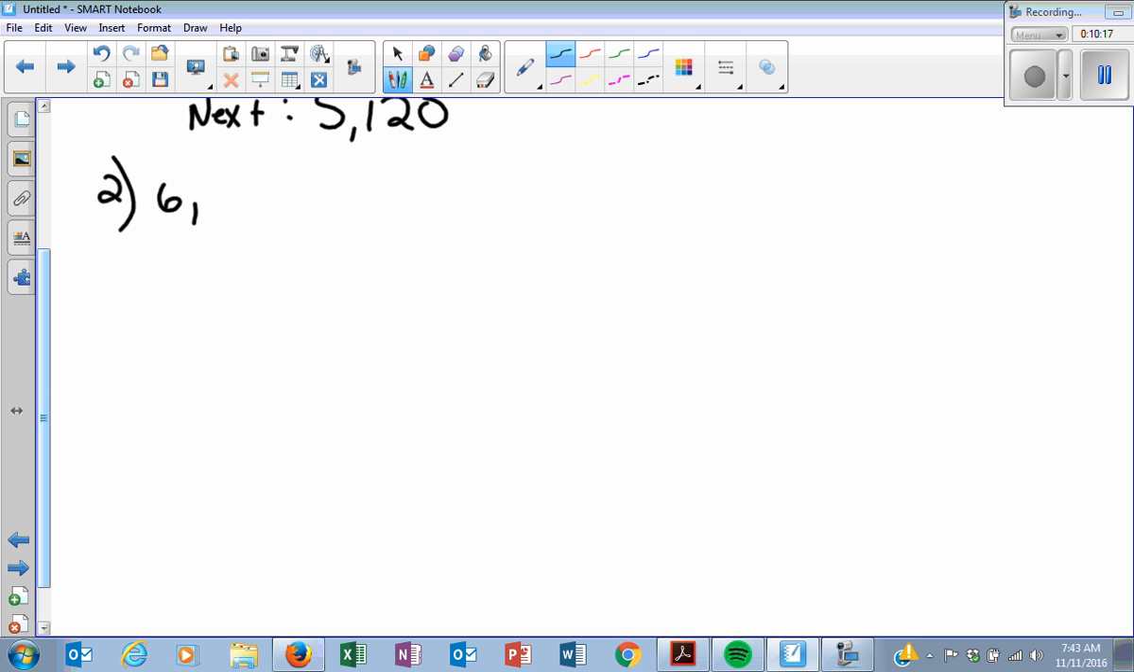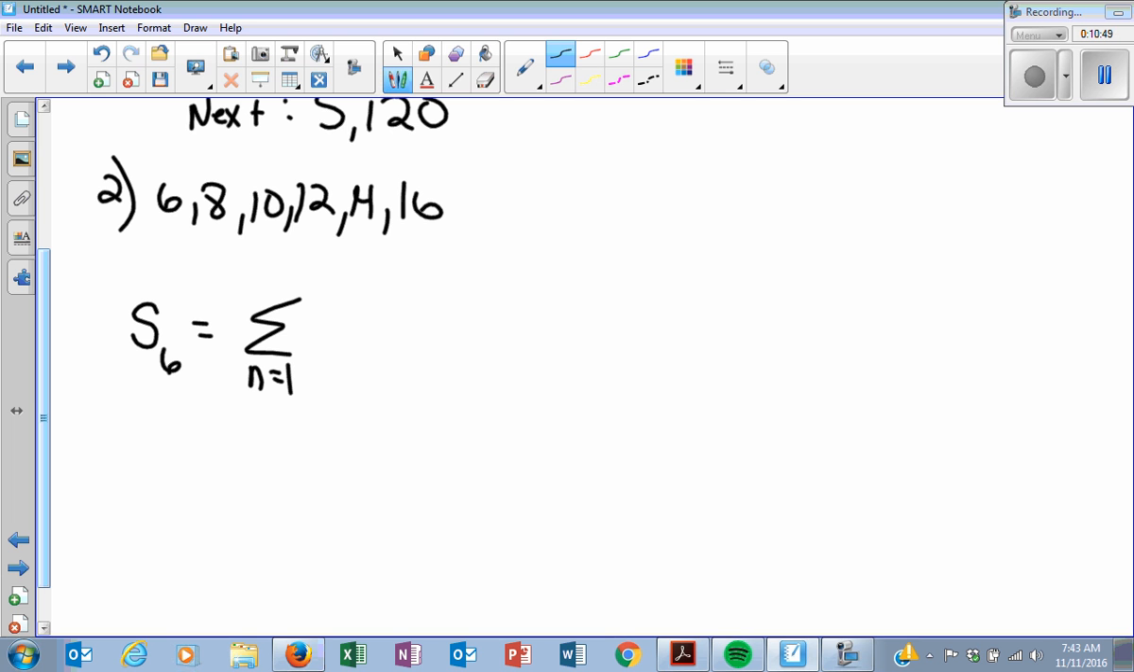So I got 6, 8, 10, 12, 14, 16. It says S6, and it asks me to write sigma notation. Sigma notation is with that funky E thing. And I've got to tell them where they're going to start. N equals what? Where's it going to start? 1. Where is it going to finish? How many numbers are we going to have? 6. So that tells them they're going to plug in 1, 2, 3, 4, 5, and 6.